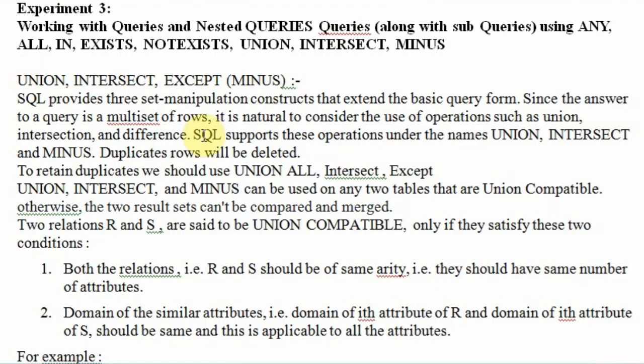In today's video, we'll be working with queries and nested queries using any, all, in, exists, not exists, union, intersect and minus. So you can use union, intersect and minus. These are the keywords. You can use these keywords in the queries. You can use union, intersect and minus to combine two queries.